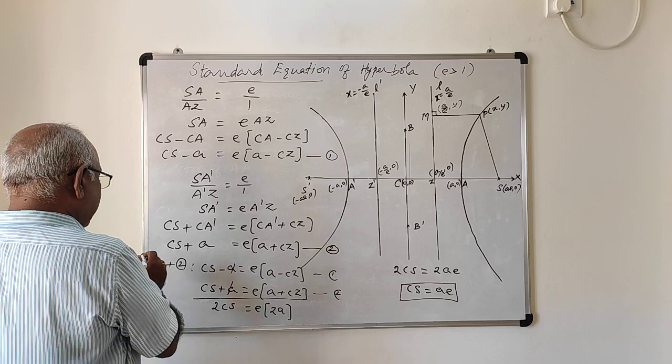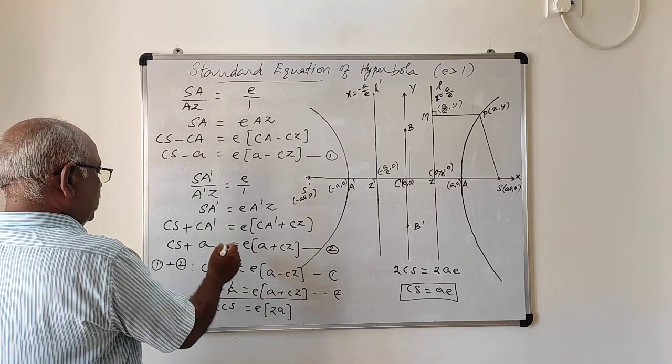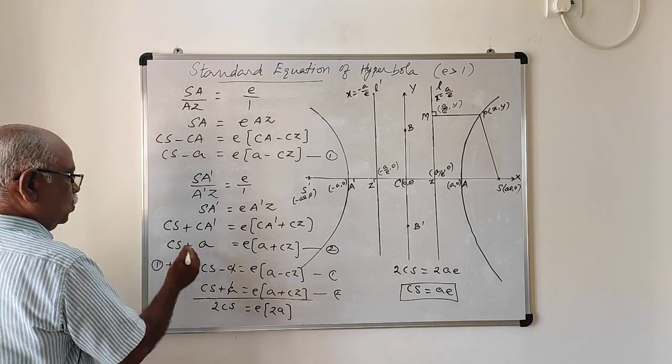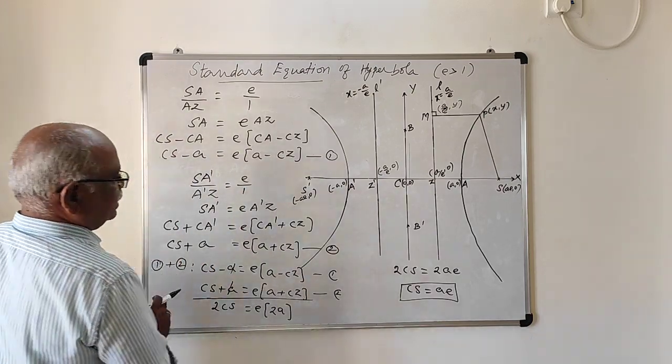Now, subtract equation 1 from equation 2. Here, CS we have determined. Subtracting 2 minus 1.